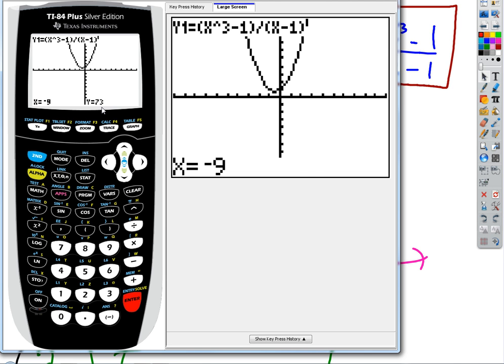Negative 9. Oh, I put negative 9 on 1. There we go. Okay, that's a little off. Okay, 0.9 is at 2.71. If I go 0.99, he's at, it looks like, 2.9701.